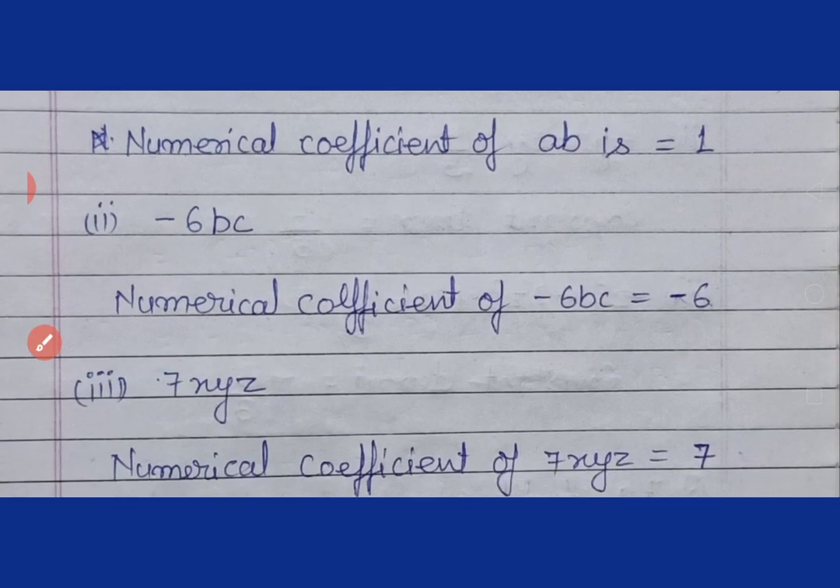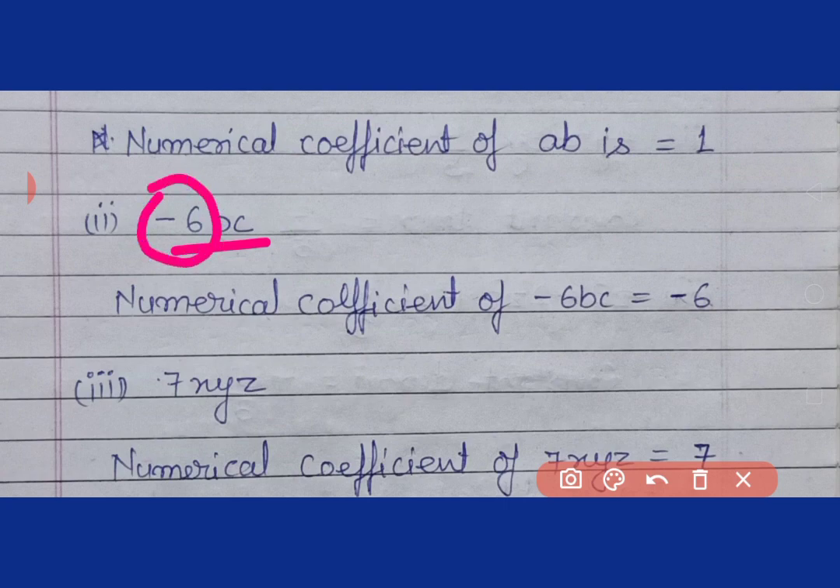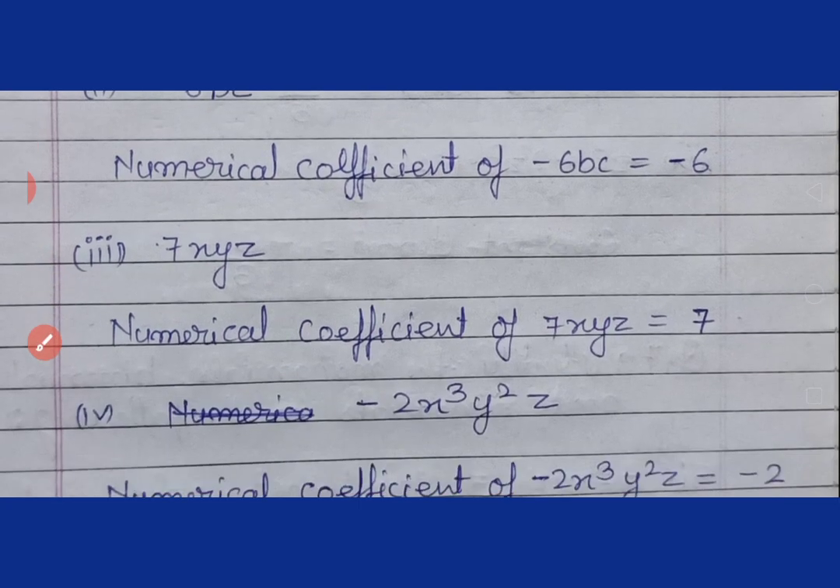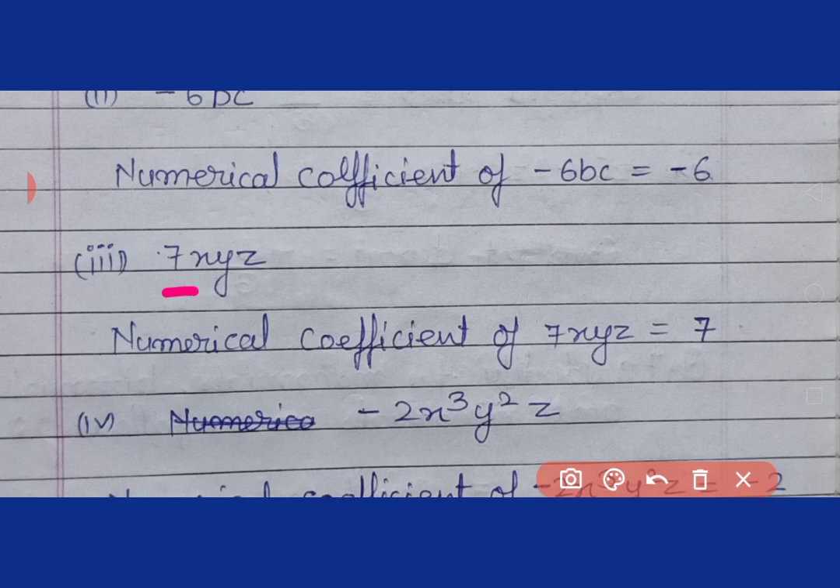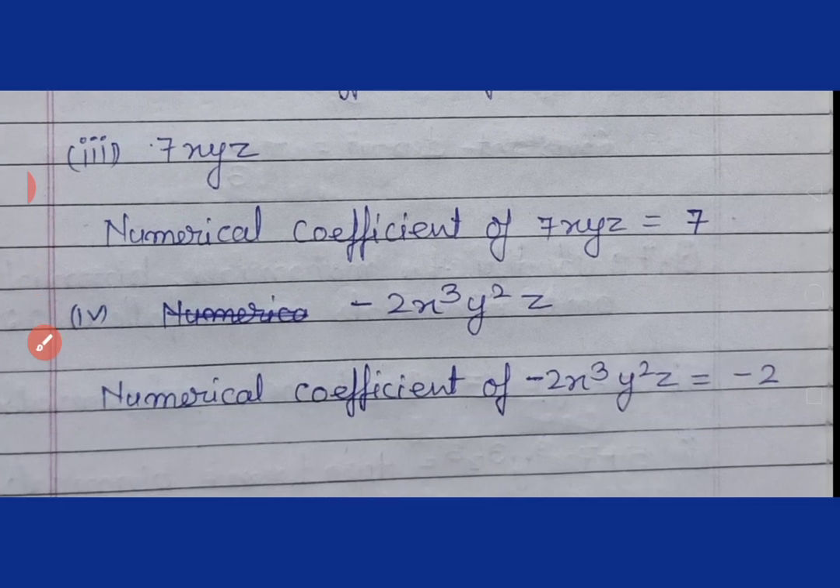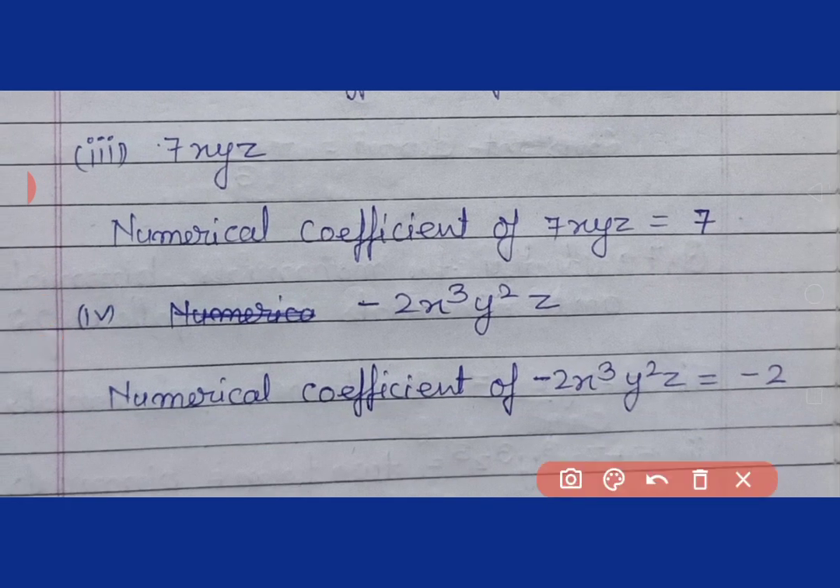Here minus 6bc. So what is the numerical coefficient? That is minus 6. Whenever the numerical coefficient is asked, we have to write only fixed values, only constant values whose value can't be changed. Now 7xyz, that is 7. Then 2x cube y square z, but here only minus 2 remains.